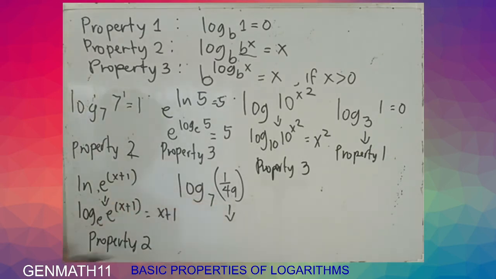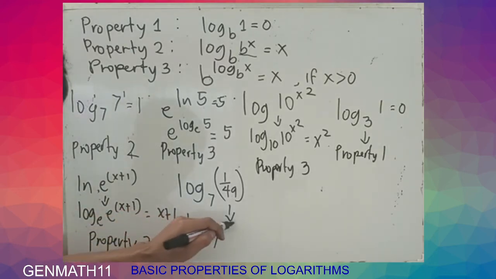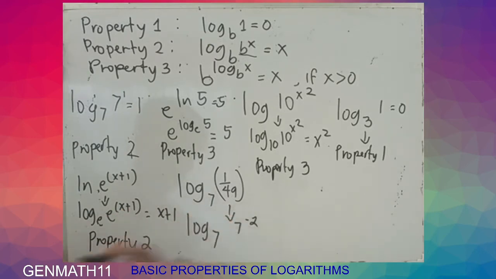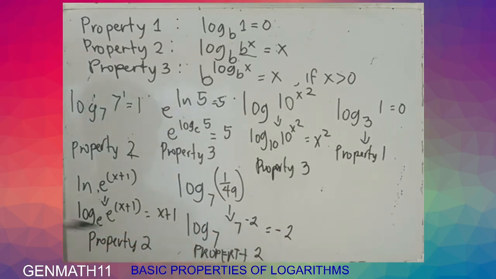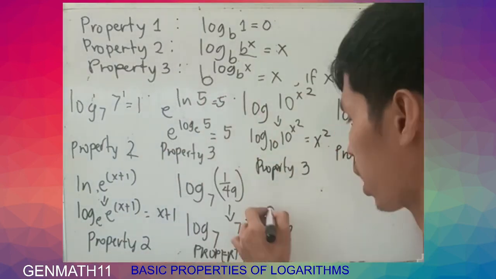Next, log 1 over 49 to the base of 7. Okay. So, pwede natin siya i-rewrite as log 7 raised to negative 2 power to the base of 7. So, sagot dito ay negative 2. So, ito ay property number 2. Okay. So, ipakita natin kung bakit naging ganyan.